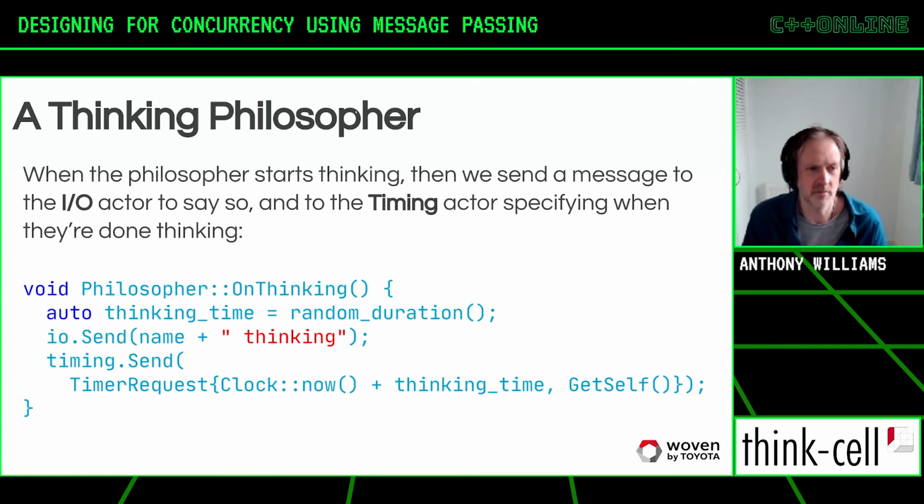So how do we code that up? Well, when we start thinking, then we get a random duration. We send a message to say we're thinking. And we then actually send a message saying, can I have a timeout that from now plus our thinking time, and send it back to me? Okay, that's straightforward.